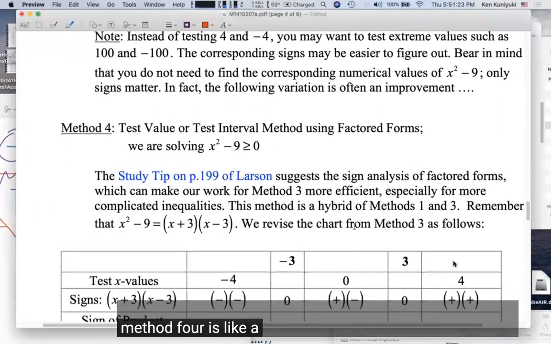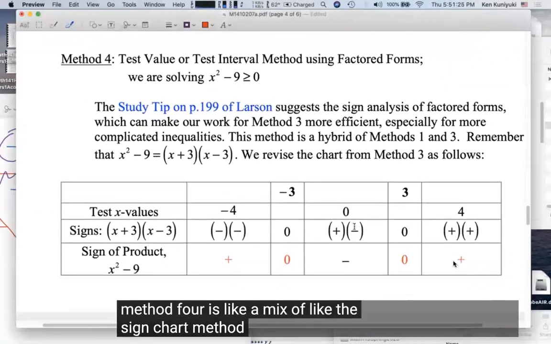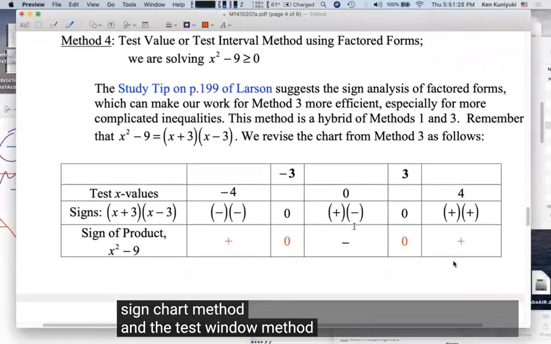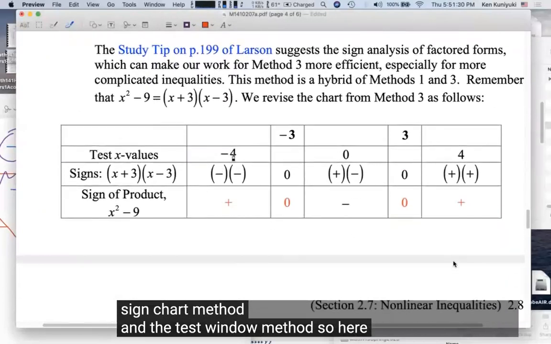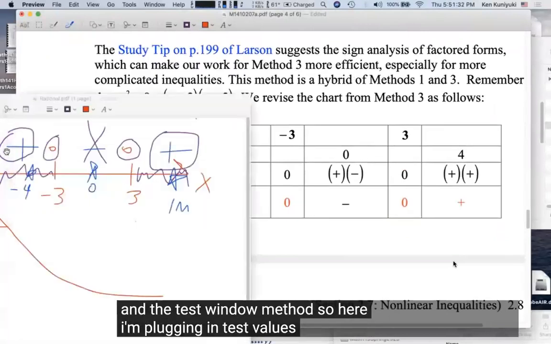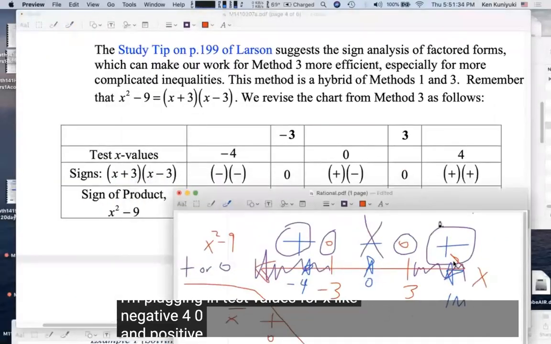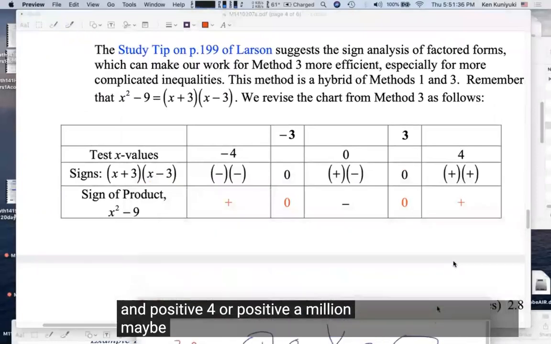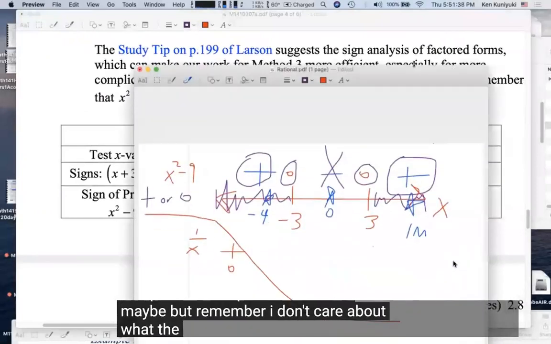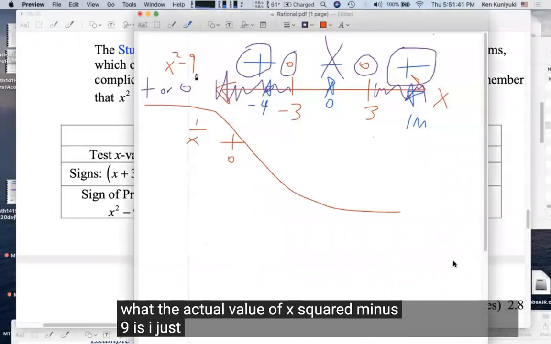Method 4 is like a mix of the sign chart method and the test window method. So here, I'm plugging in test values for x, like -4, 0, and +4, or positive 1,000,000 maybe. But remember, I don't care about what the actual value of x squared minus 9 is. I just care about the sign.